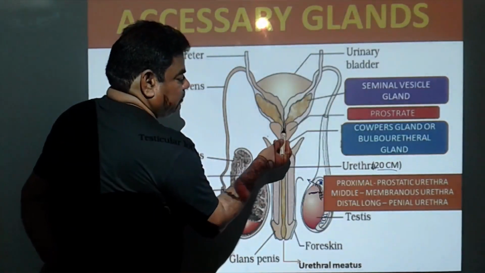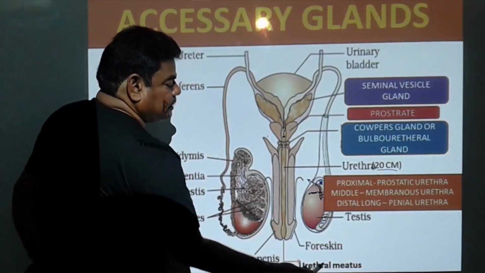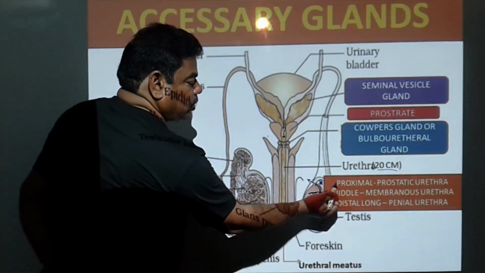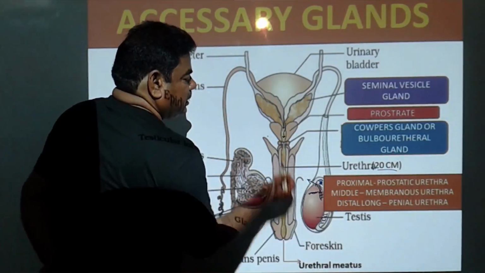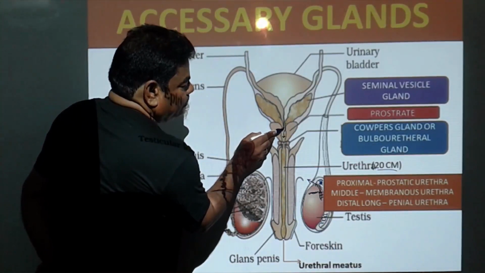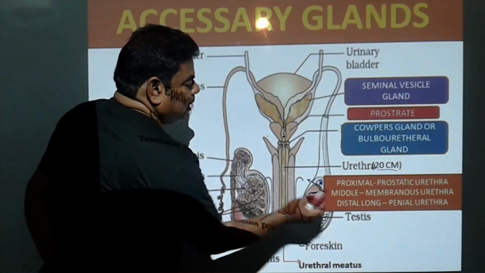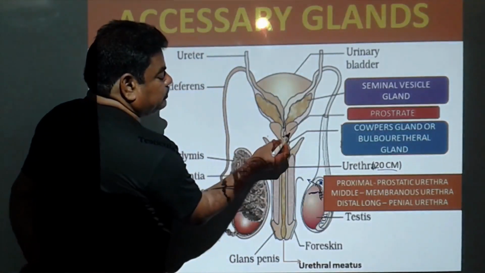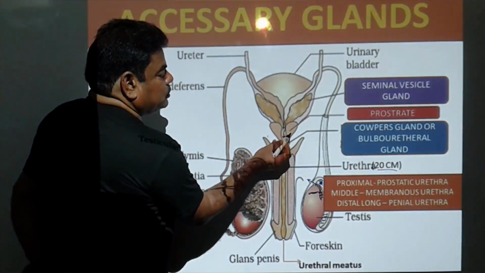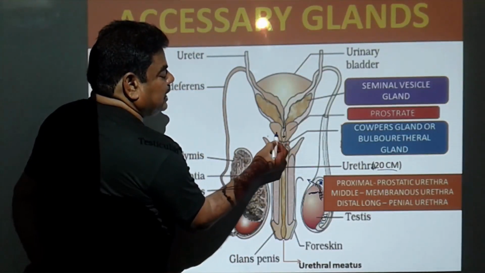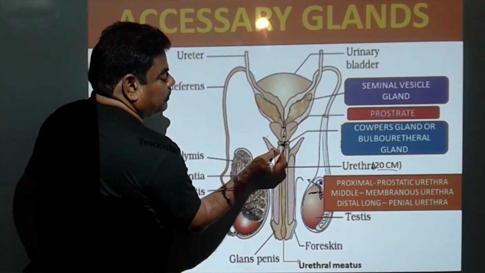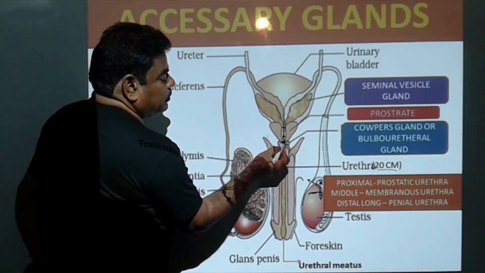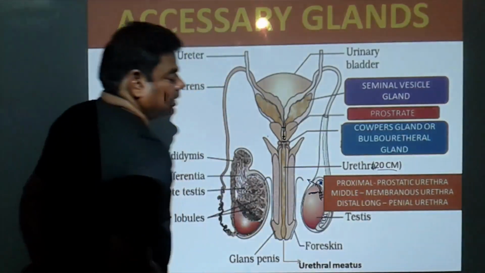The urethra, from here to here, is differentiated into three parts. One is the proximal, or we call it the prostatic urethra, because here the prostate gland is present. The prostate gland surrounds this urethra up to this point. This portion of the urethra we call the prostatic urethra.